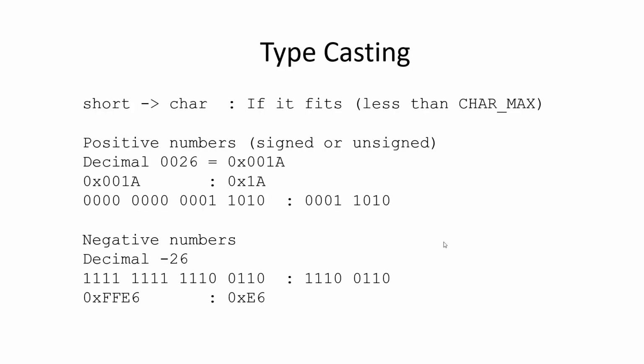Alright guys, let's talk about typecasting from things that are much too big to things that don't have enough room for them. So for example, a short that's 2 bytes being cast into a char that's only 1 byte.